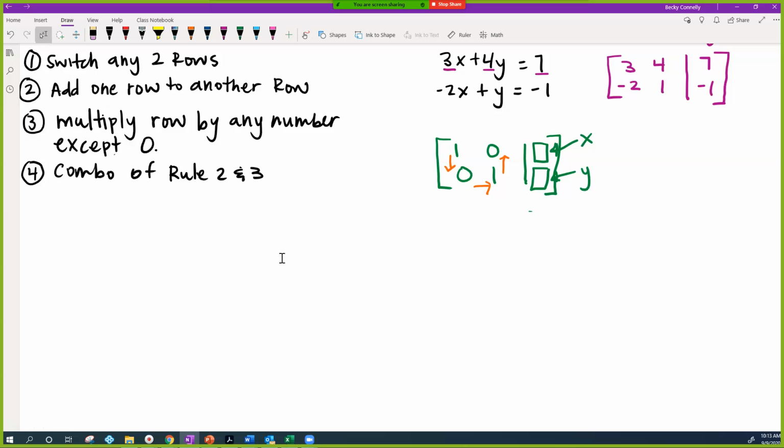Let me see here. I opened up to the wrong page. Give me a second.